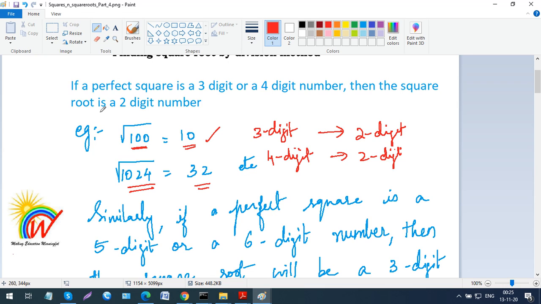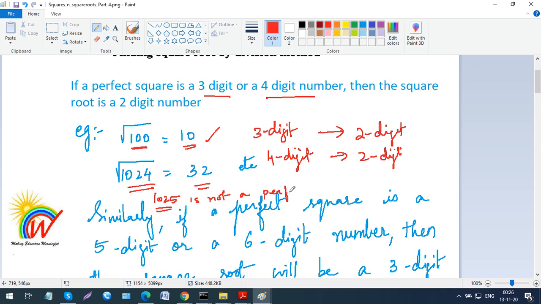So here this is what it says: if a perfect square is a 3-digit or a 4-digit number. You understand what a perfect square is, right? 10 into 10 is 100, so 100 turns out to be a perfect square, and 32 into 32 gives you 1024, so 1024 is a perfect square. Obviously 1025 is not a perfect square. Understood? Multiplying two numbers will never give you 1025. Two same numbers, not two different numbers. So 1025 is not a perfect square.